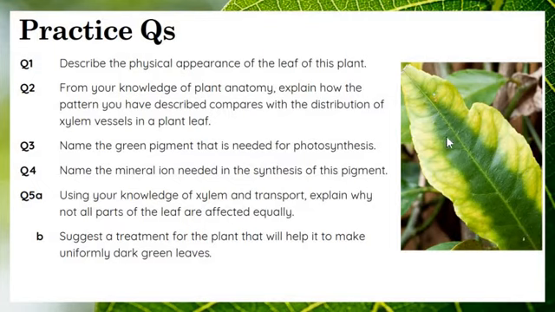Next, you need to name this green pigment that's required for photosynthesis. You need to name the mineral ion or ions that you need in order to make that pigment. And then you have a bit more of a tricky one. Using your knowledge of xylem and transport together, why were these bits affected more than these bits? Why are not all parts of the leaf affected equally? And lastly, you need to suggest a treatment for the plant that will help it to make uniformly dark green leaves. What would you need to give that plant to treat it to make the rest of the leaf a more healthy colour? Pause the video and have a look through.